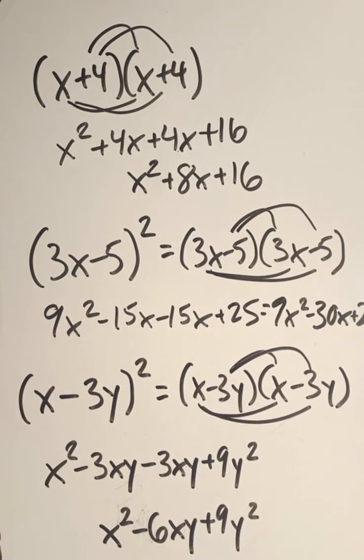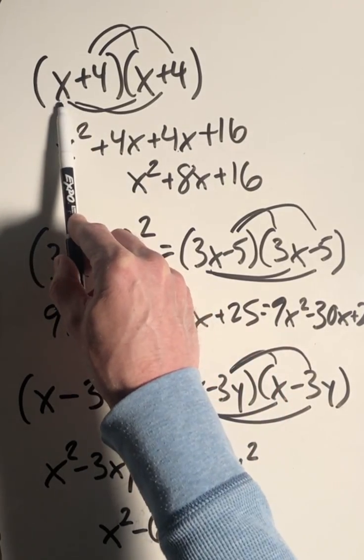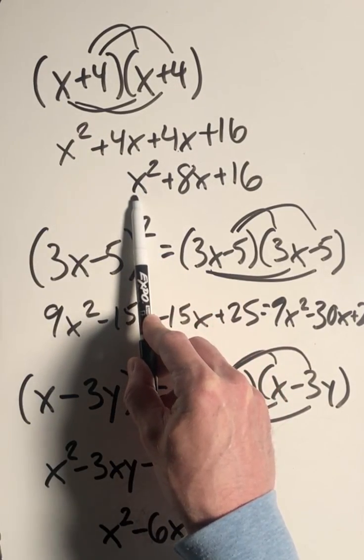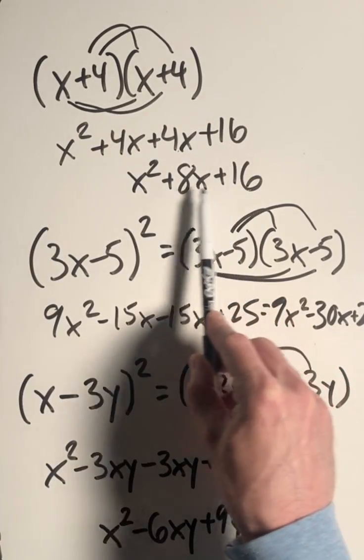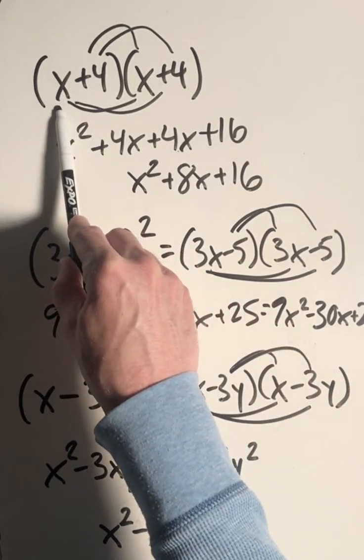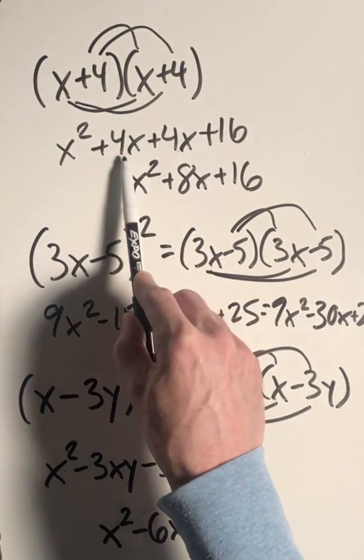And I want us to look at the results of all of these. The first term is the first term squared. The last term is the second term squared. The middle term takes the first term times the second term and doubles it.